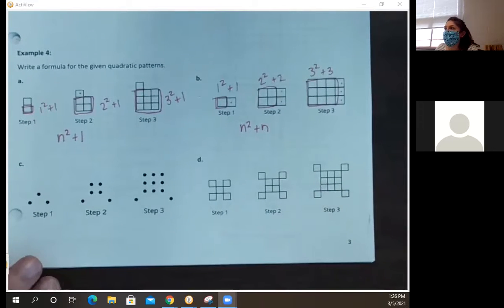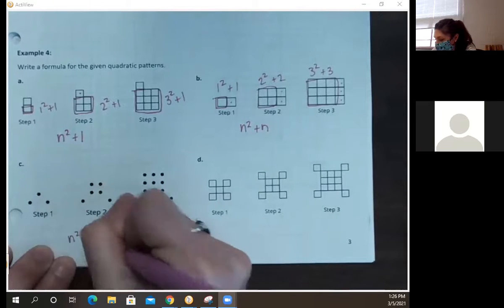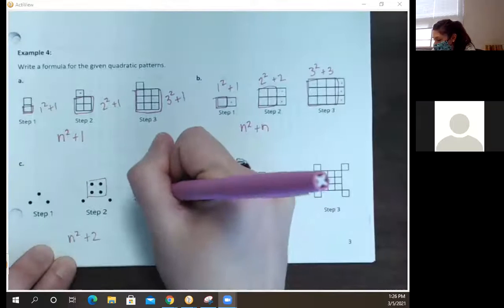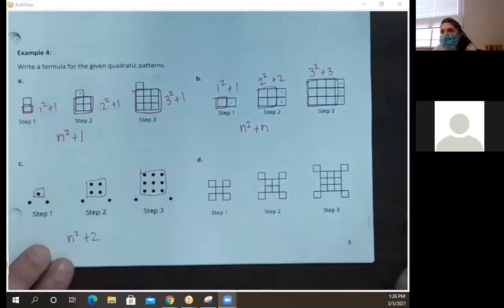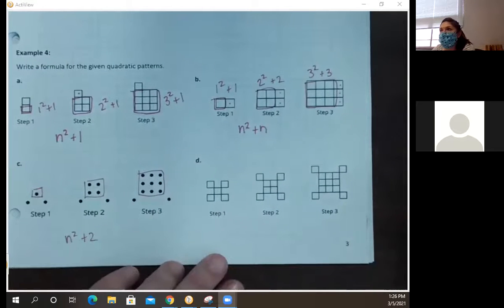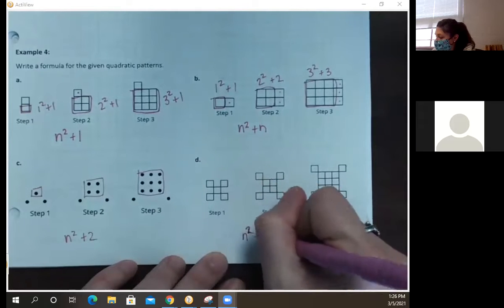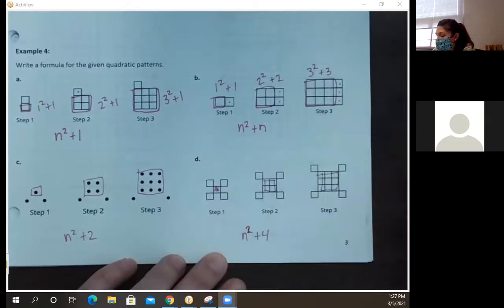What did we get for C? N squared plus 2. Here's my 2 by 2 square plus 2. Here's my 3 by 3 square plus 2. You could think of this as my 1 by 1 square plus 2. N squared plus 2 for each of those. And then how about D? N squared plus 4. So there's my 1 by 1 square. Here's my 2 by 2 square. Here's my 3 by 3 square plus 4 each time.